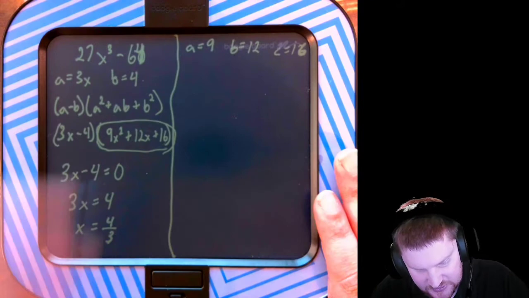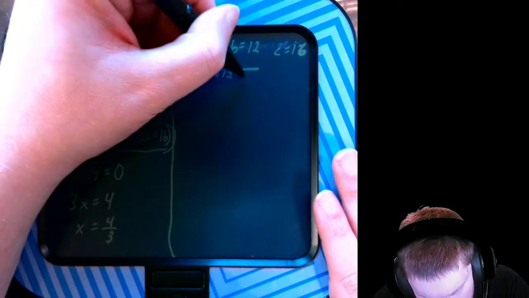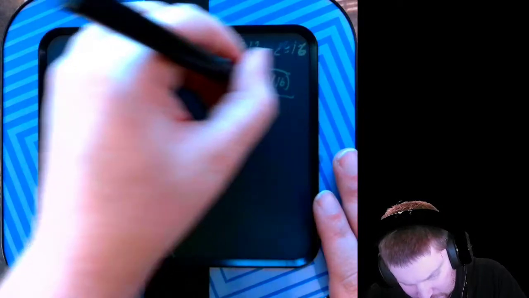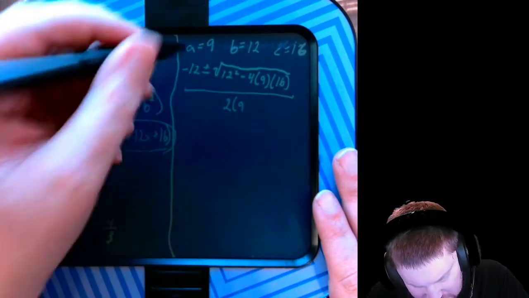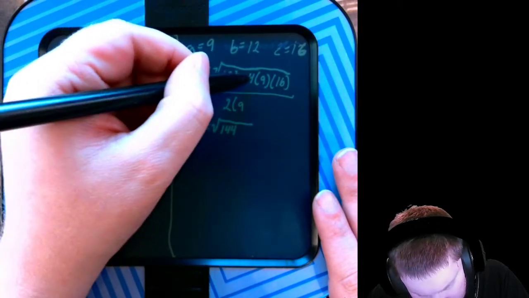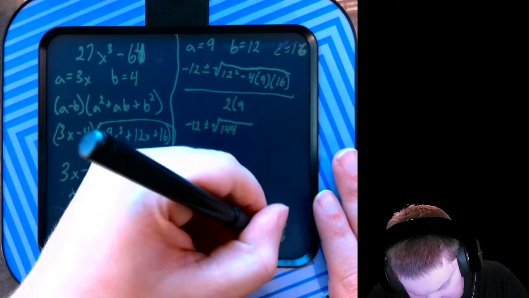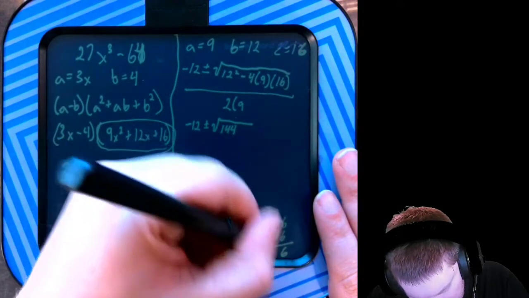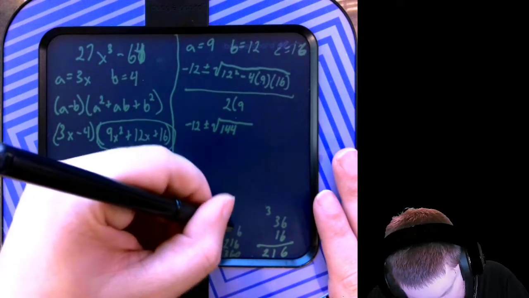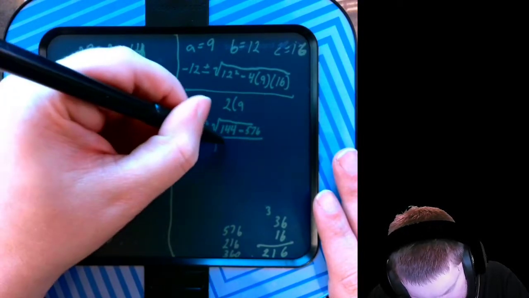So let's go ahead and see what we can do here. Negative 12 plus or minus the square root of 12 squared minus 4 times 9 times 16, all over 2 times 9. So that's negative 12 plus or minus the square root. 12 squared is 144. 4 times 9 is 36. 16 times 36 is 216 plus 360, which is 576, over 18.